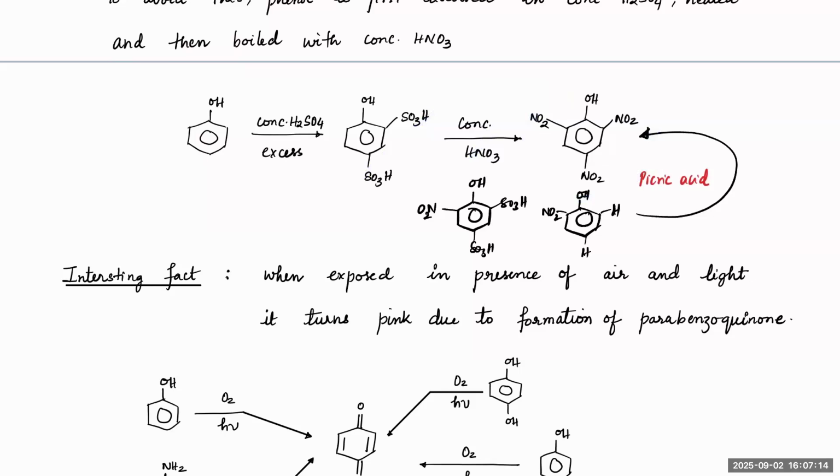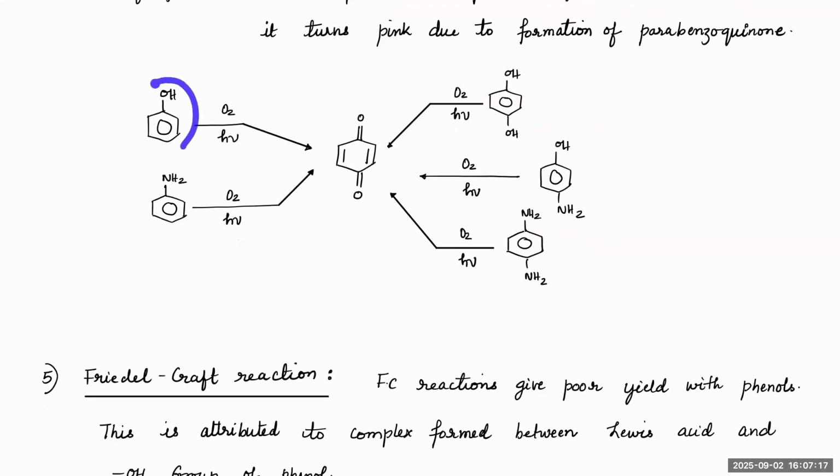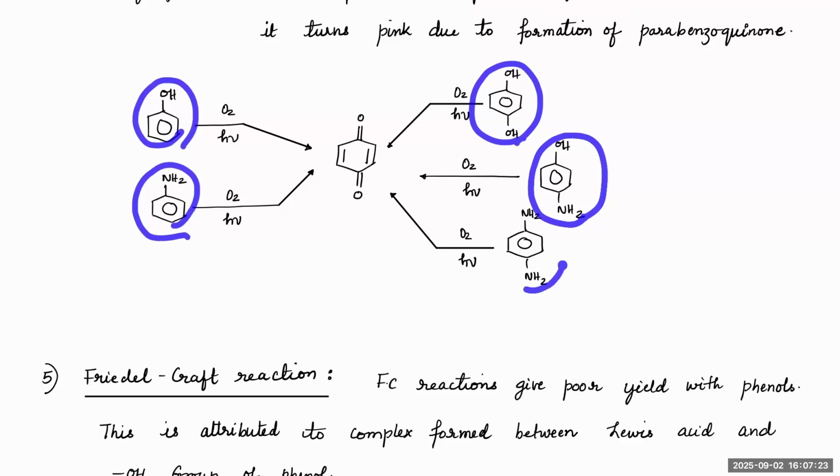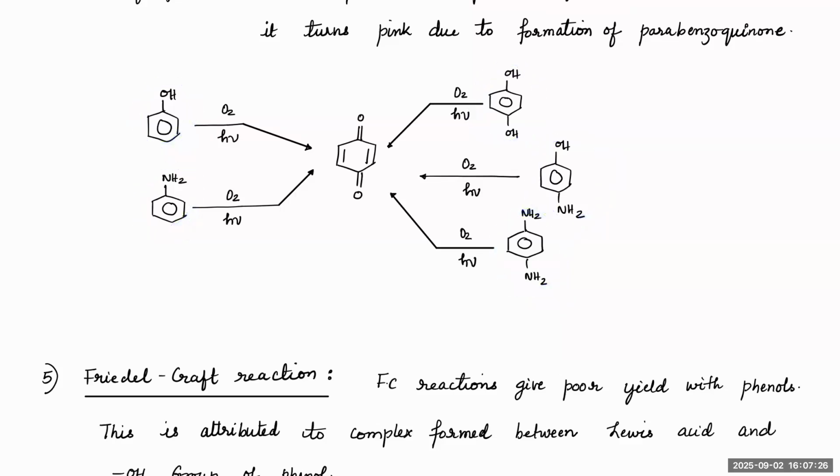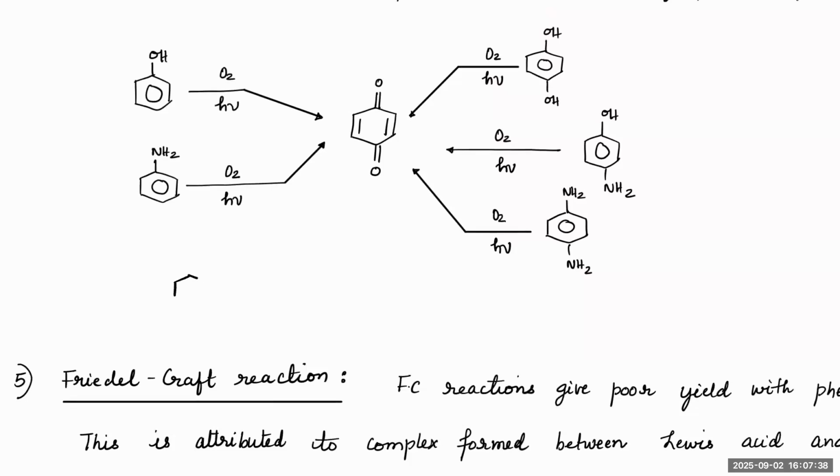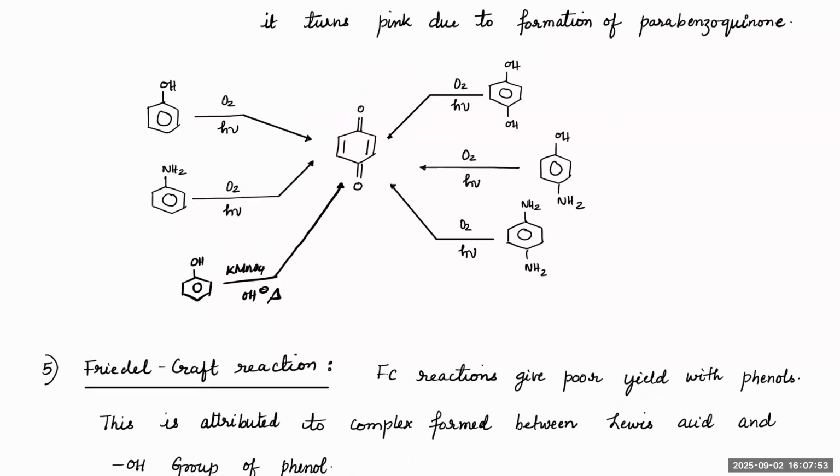Next, if I have a phenol, aniline, quinol, or aminophenol, or a benzene with two amino groups, any of these in the presence of oxygen will all get oxidized to only one form, which is quinone. In fact, even if you take phenol with KMnO4 in basic or acidic medium and heat, it will also get oxidized into quinone. Quinone is the oxidized form of any kind of phenolic ring.